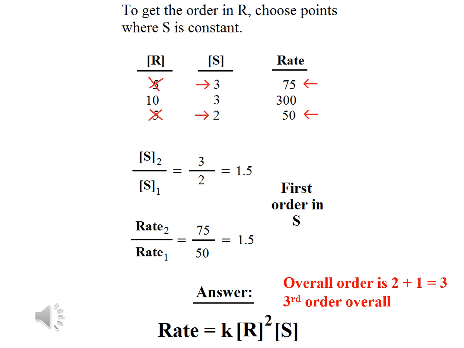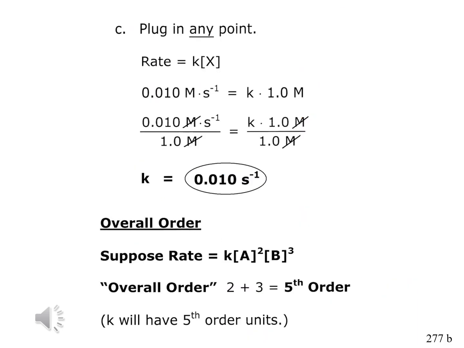So the overall order is 2 plus 1 or 3, the sum of the exponents. So this reaction is third order overall. Here's another example in the book where you have a rate equation that has a square and a cube in it. And so if you add them, that tells you that this is actually a fifth order overall. And the K value would have fifth order rate constants. I don't even know what those are because they're not really of interest, but that's what the overall order is.